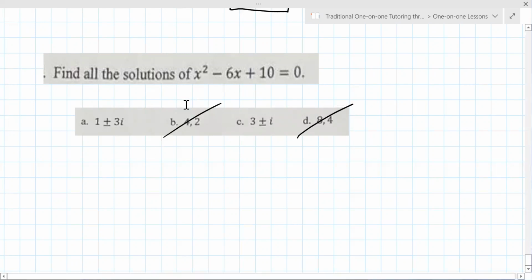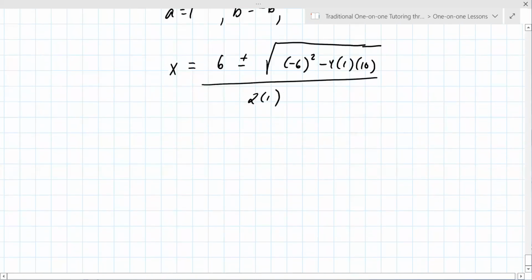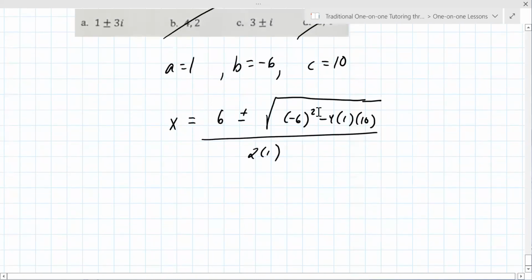So we've got to use the quadratic formula again. Okay, so it's the opposite of b, 6, plus or minus the square root of b squared. Now it's important to put those negatives in parentheses, minus 4 times 1 times 10, all over 2 times 1. So that's 36 minus 40, and that becomes the square root of negative 4.